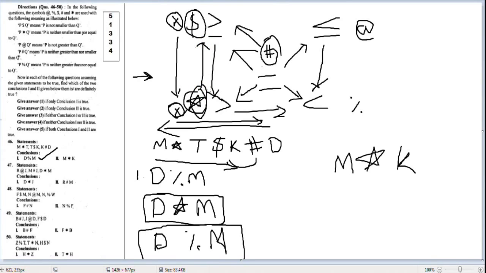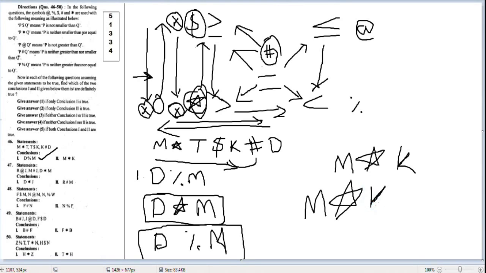But the problem here is it is against the direction of the arrow mark. If it is against the direction of the arrow mark, I have to come back. So I will move from here to here. Since it is in the opposite direction of the arrow mark, I'll have to come back, and my resultant value will be the same thing, that is star. So M star K will be your answer. So the second conclusion is right.